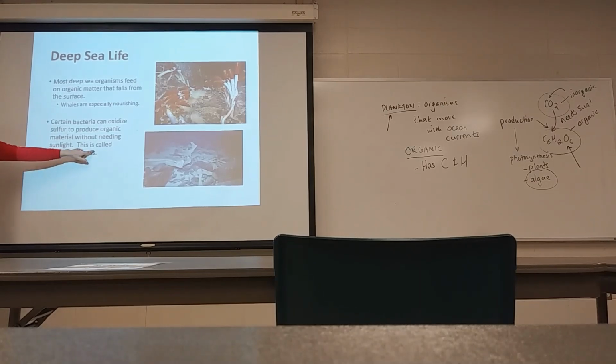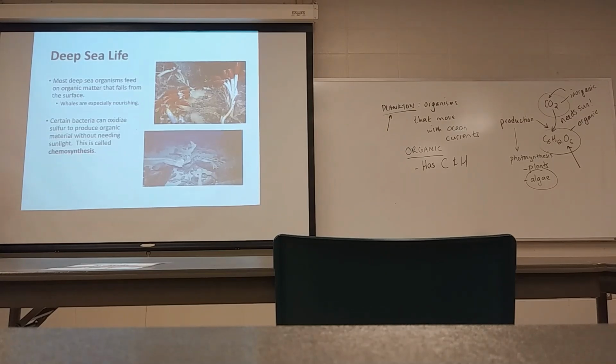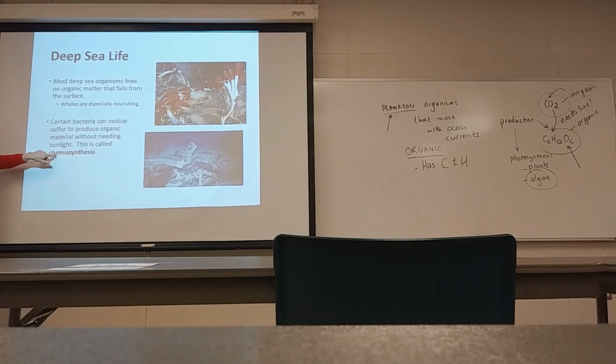It's called chemosynthesis, by the way. So photosynthesis, photo means light, so that requires sunlight. Chemosynthesis means you're using a chemical, a sulfur compound, instead of light, even though the general gist of it, which is making food, is the same. Awesome.